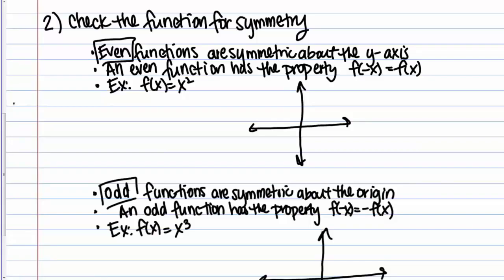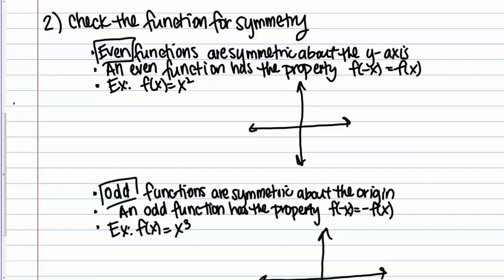So first of all, even functions. Even functions are symmetric about the y-axis, and I'll show you a picture in just a second of that. And an even function has the property that f of -x equals f of x. Let me show you a very simple example of an even function and how it meets this property. A very simple example of an even function is f of x equals x squared.